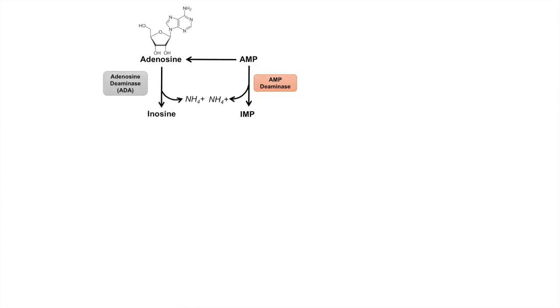Now, the purine breakdown pathway actually starts with AMP. So AMP can get processed to adenosine. AMP can also be processed to IMP via an enzyme known as AMP deaminase. And as you can see here, an ammonium ion is produced from this reaction. As well, adenosine can be processed to inosine via an enzyme known as adenosine deaminase. And again, an ammonium ion is produced.